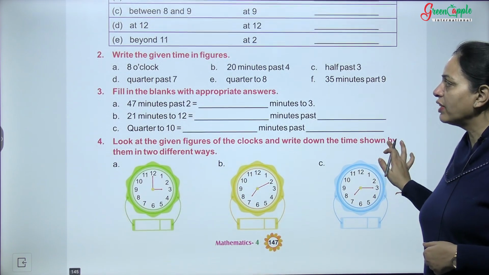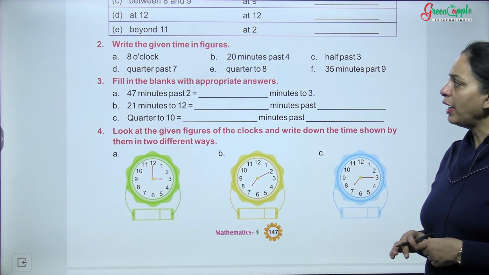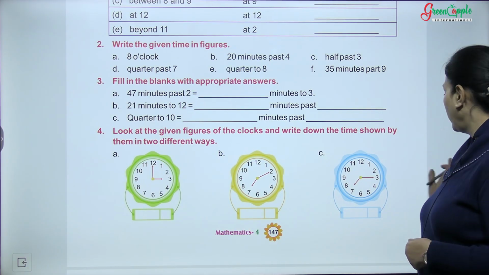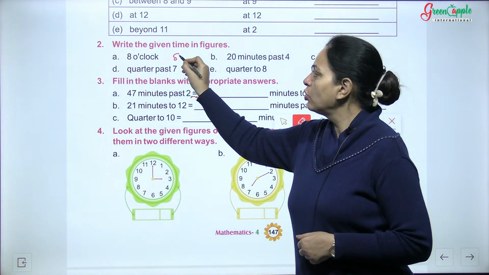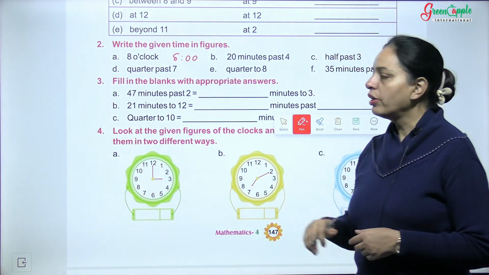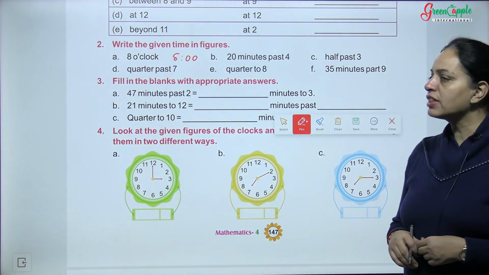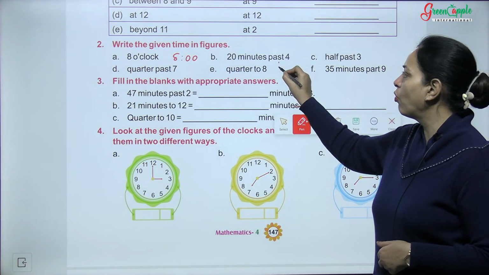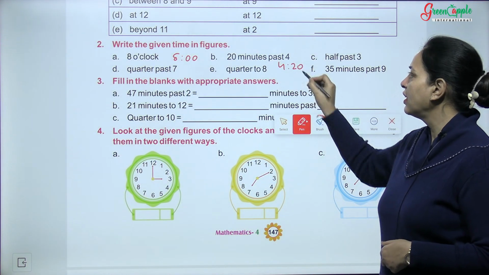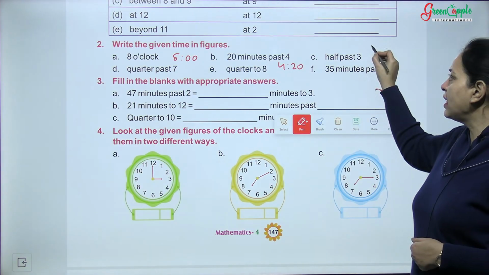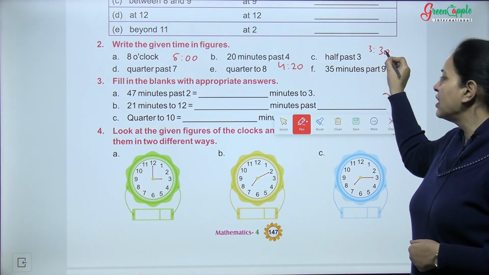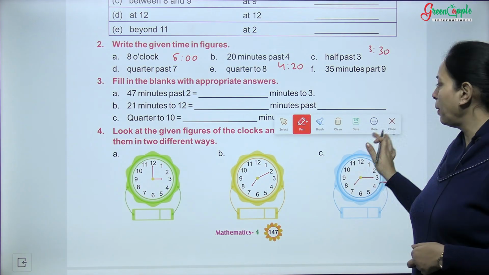Now the second, write the given time in figures. Like A part, 8 o'clock. So 8 o'clock means 8:00. Now B part, 20 minutes past 4. It means 4:20. And C, half past 3. It means 3:30. Similarly, we can try remaining parts.